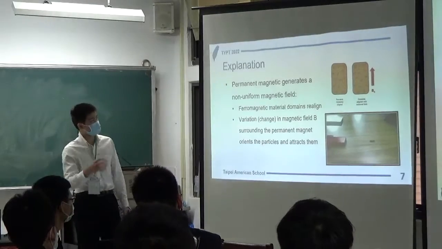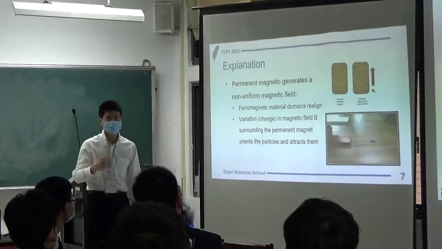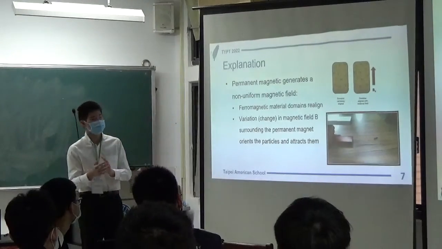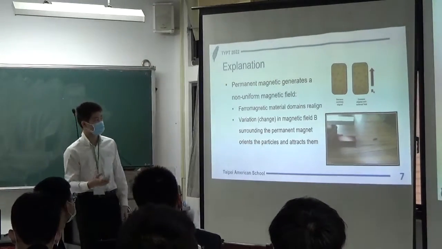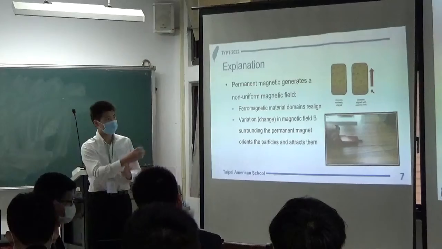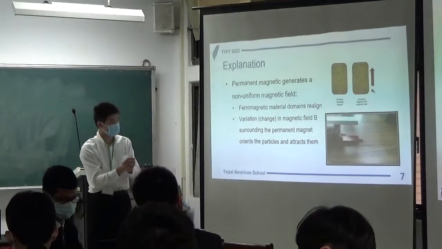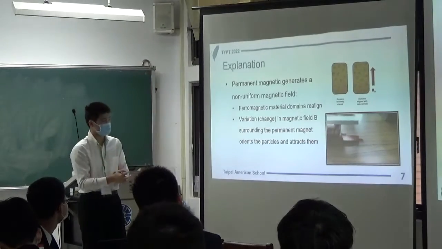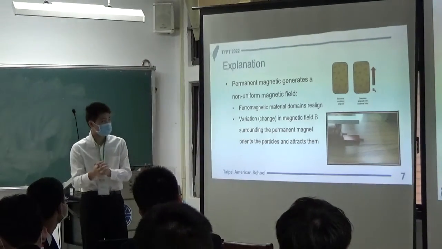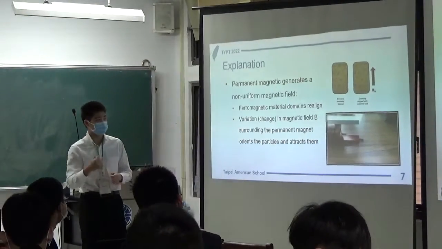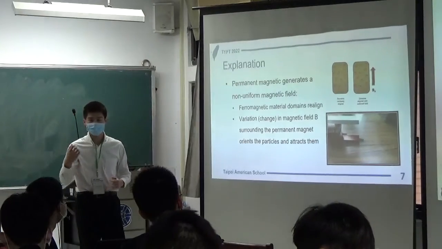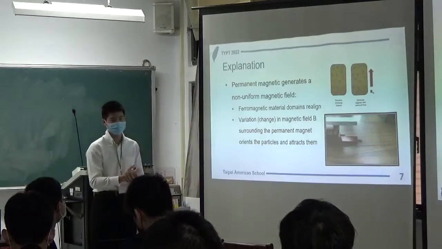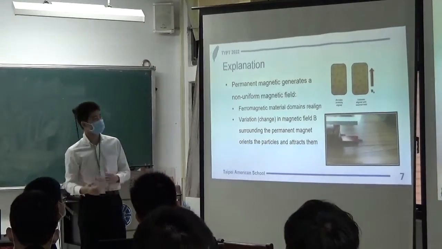Now, a basic explanation for why ferromagnetic materials move towards the magnet: it is because of their intrinsic magnetic properties, such that the magnetic domains within the material, the particles themselves, orient towards the external magnetic field. And it's the variation, the non-uniformity of the B field of the external permanent magnet, that creates the particle motion and attracts the particles towards the magnet itself.